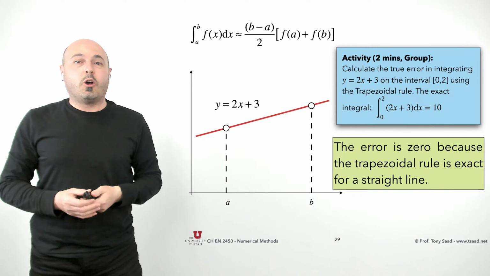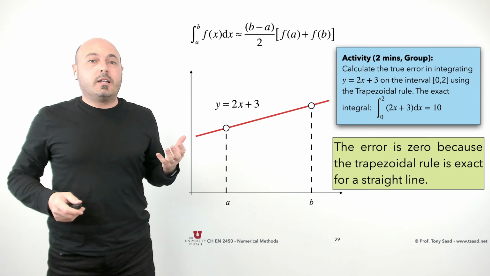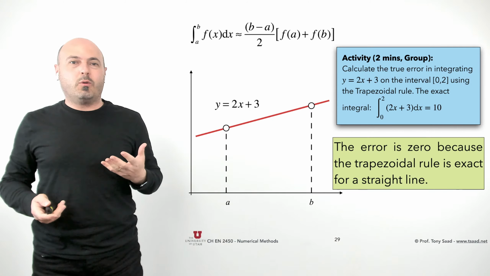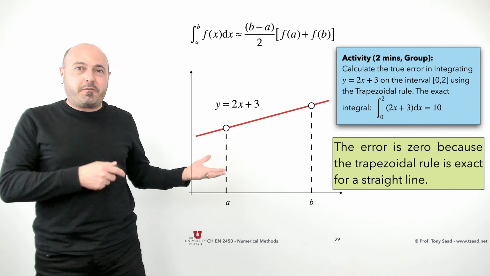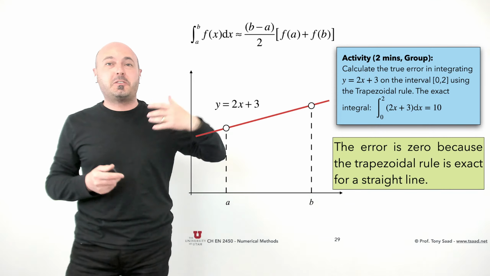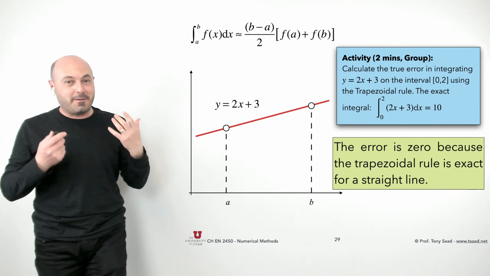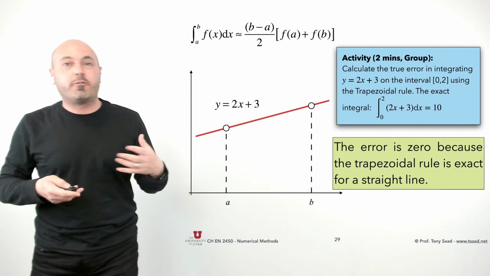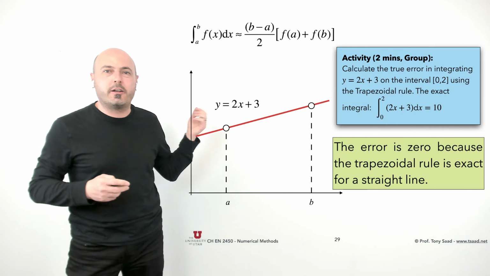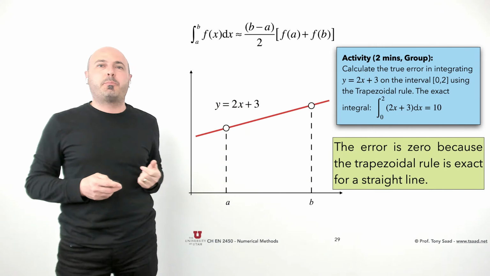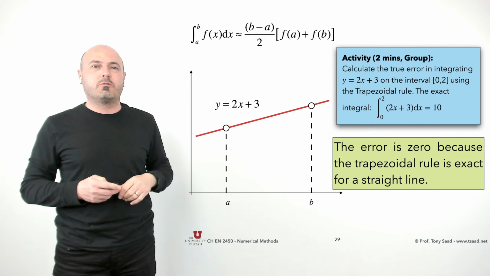All right. So like Adriana said, because the trapezoidal rule approximates a function by a straight line, by definition, if the function is a straight line, then the trapezoidal rule is going to be exact for that function. And therefore, the true error is 0. Don't even have to do any calculation. The true error in approximating a straight line using the trapezoidal rule is 0.